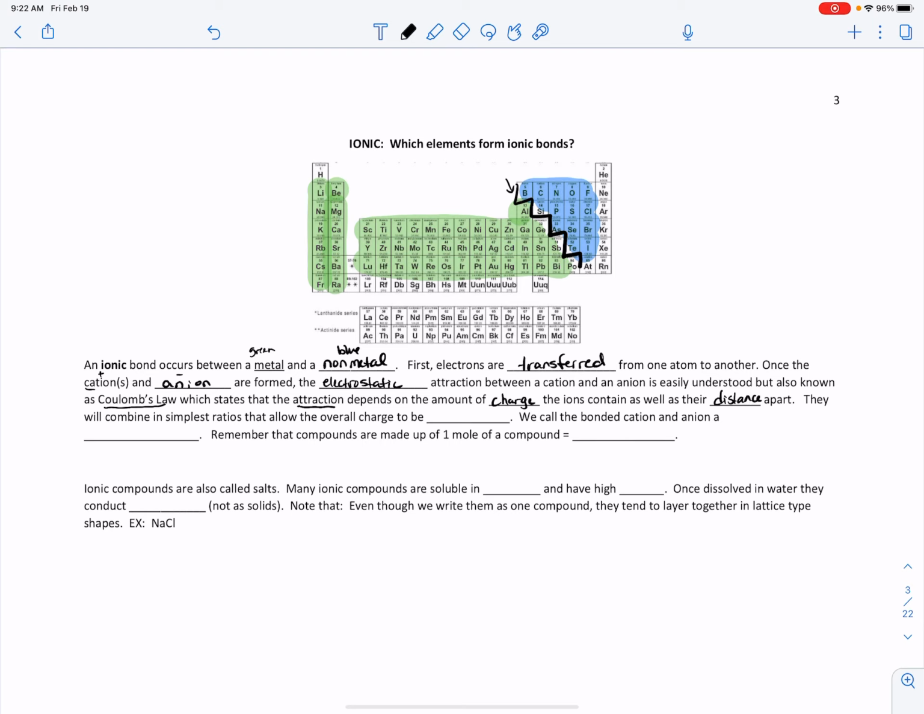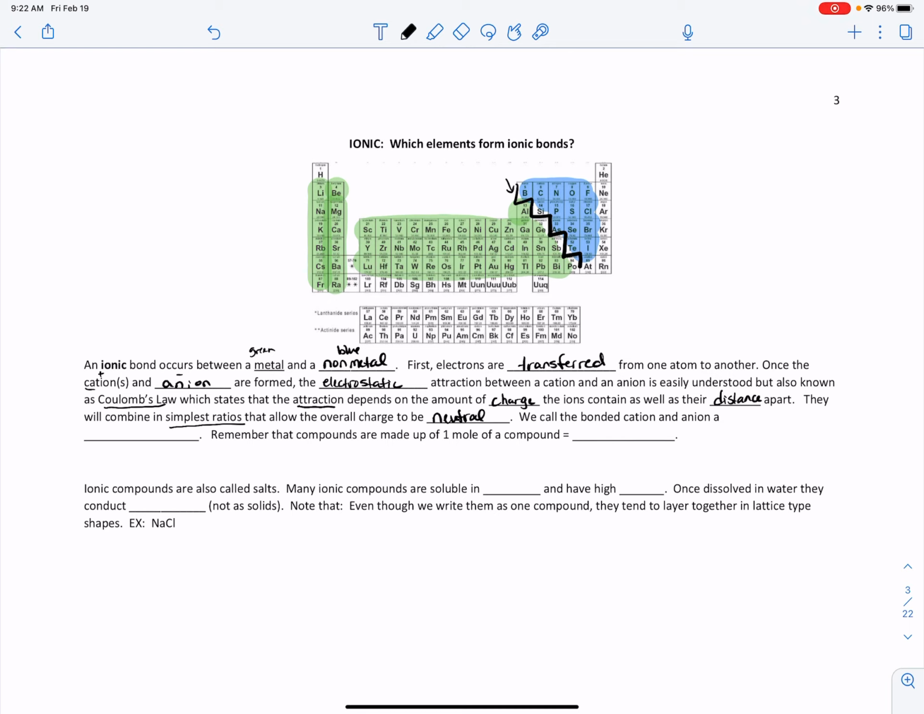And of course that makes sense too. You know that magnets, when they're really far apart, don't have much interaction. You squish them close together and then all of a sudden they start to notice each other and pull towards each other. And of course you know that there are some magnets that are much stronger than other magnets. Same kind of idea. So if there's a lot of charge involved, then it's going to have a stronger pull. They combine in the simplest ratios that allow the overall charge to be neutral. We'll be practicing this also.